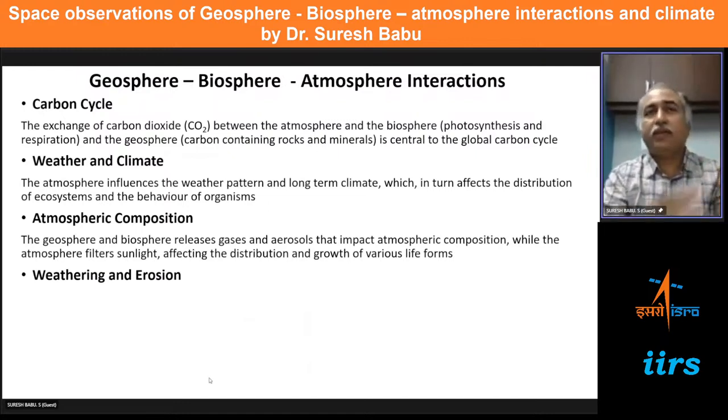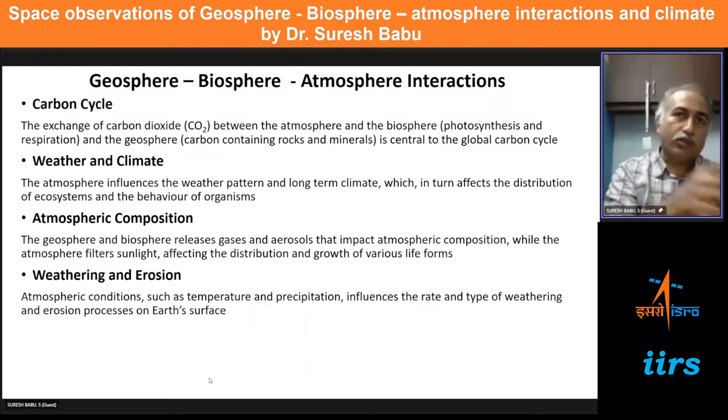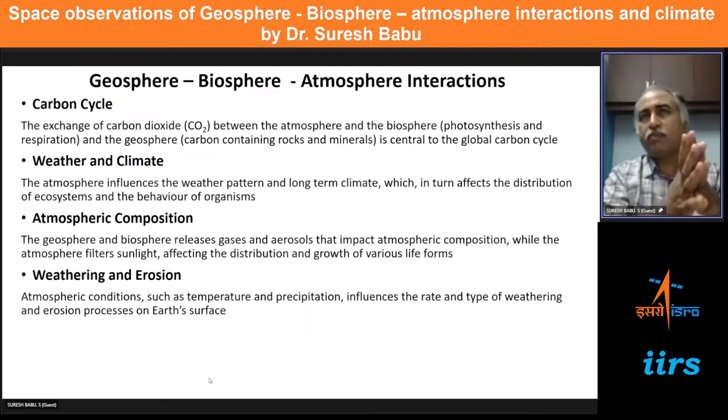The reverse process, the way in which the atmosphere affects the geosphere and biosphere, also matters. We know that high temperature and precipitation influence the rate and type of weathering and erosion processes on the Earth's surface. These are also very important when we talk about the geosphere, biosphere, atmospheric interactions and climate.